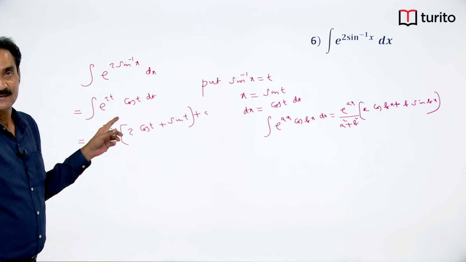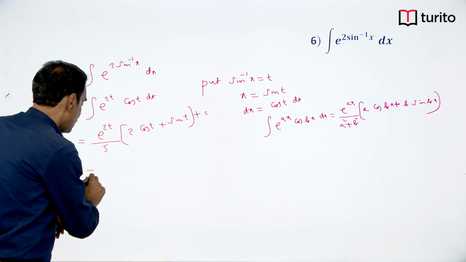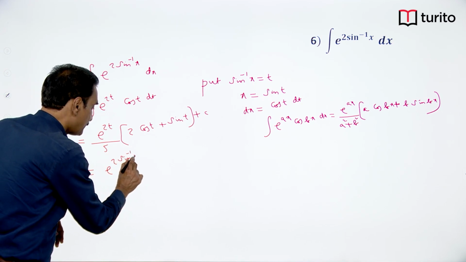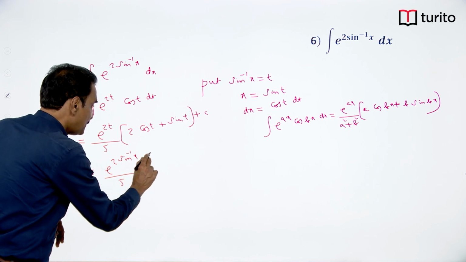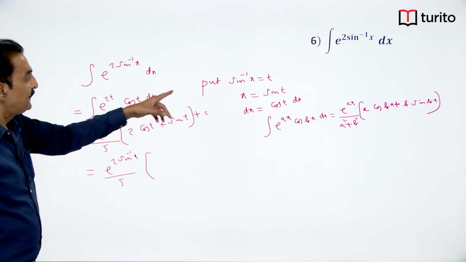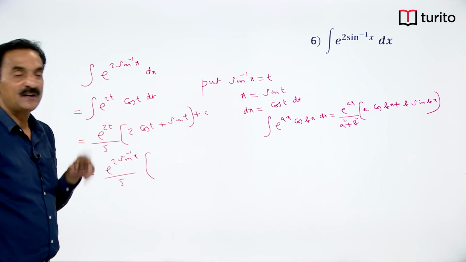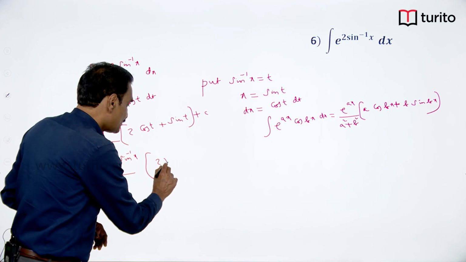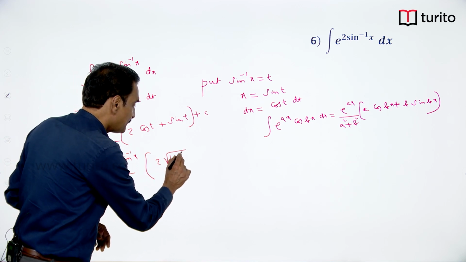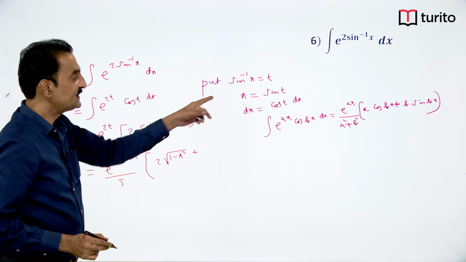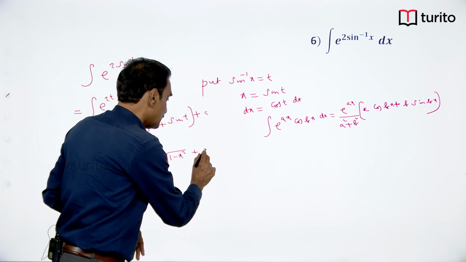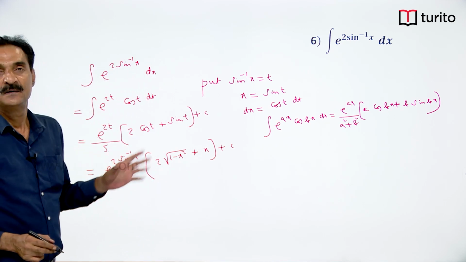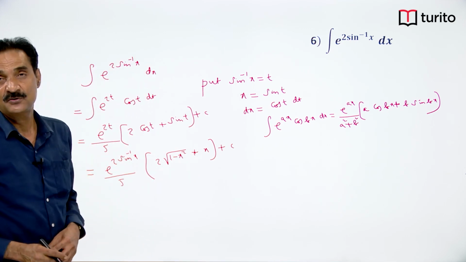Now substitute t as sin inverse x, e power 2 sin inverse x by 5 into, if sin t is x, then what is cos t? Root 1 minus x square. So it is 2 root 1 minus x square plus sin t is x, plus x, then finally plus c. So this is the integral of e power 2 sin inverse x.